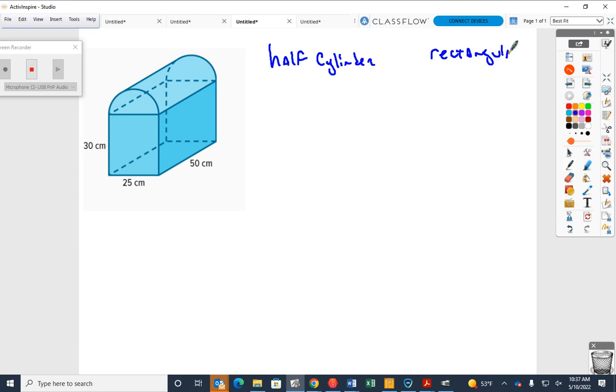So on a rectangular prism, what's the volume? Length times height times width, or base times height times width. We'll just say length times width times height. And if I'm going to have a half cylinder, what do I have to do? Pi r squared times height. And we're going to take all of that and do what with it?